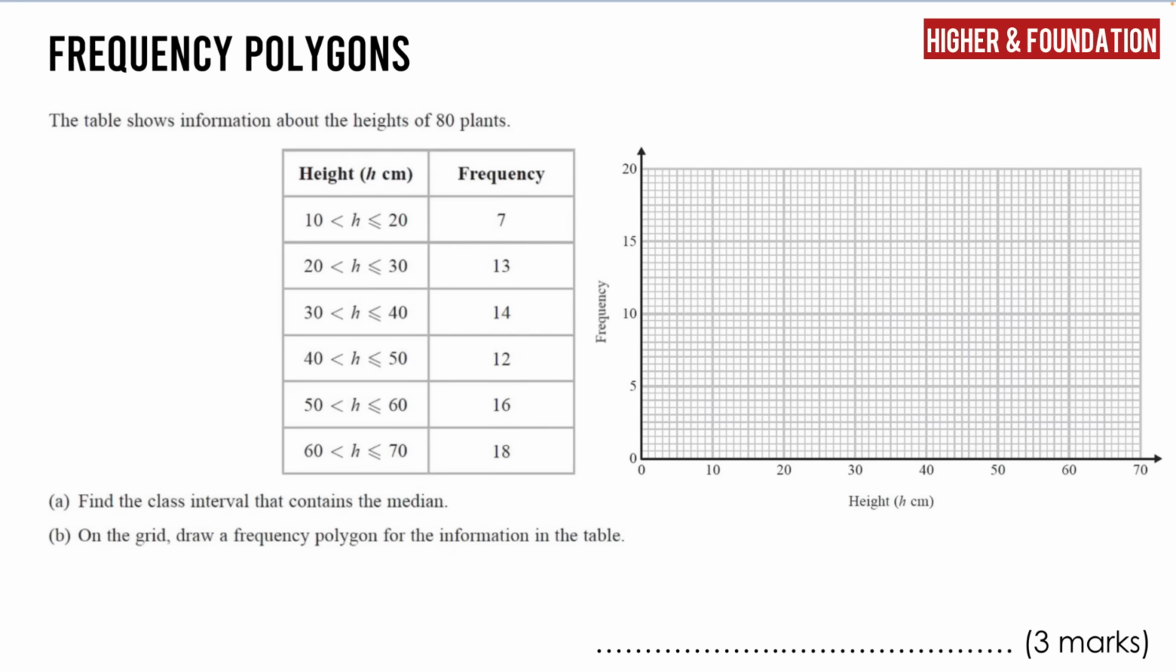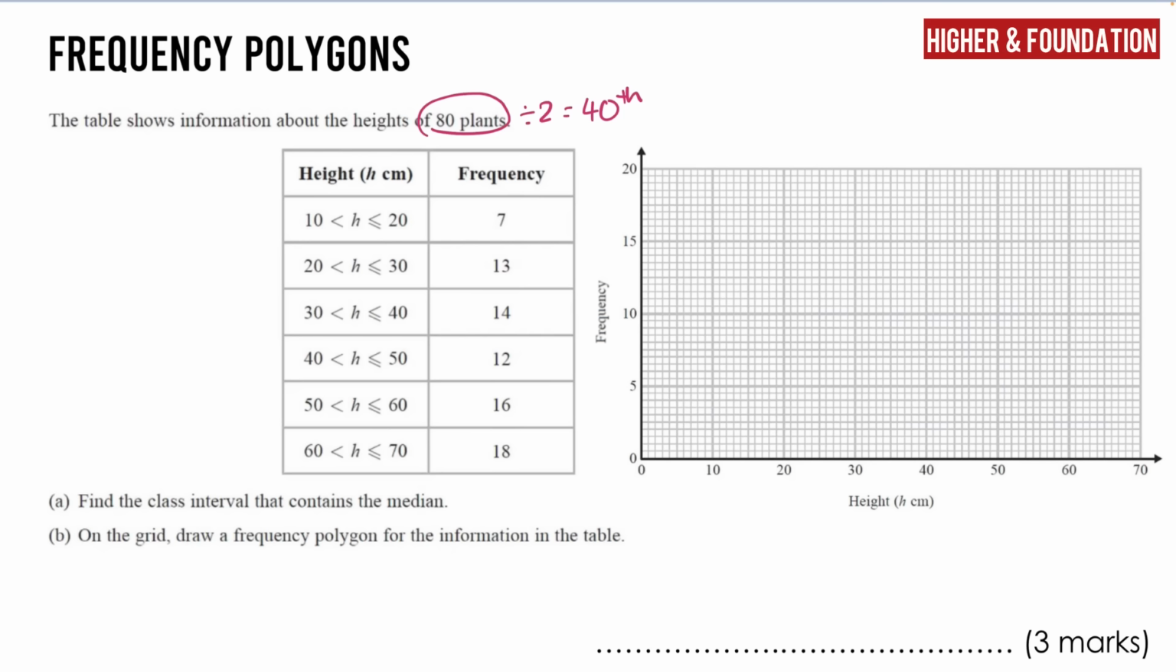Okay, so for a frequency polygon, there are a few things you could be asked about the table. This one here is asking us to find the class interval that contains the median. So for 80 plants, we're going to have a look at where that halfway point is. There are two ways to look at this, but typically we can just divide that by 2 and find where the 40th plant is.